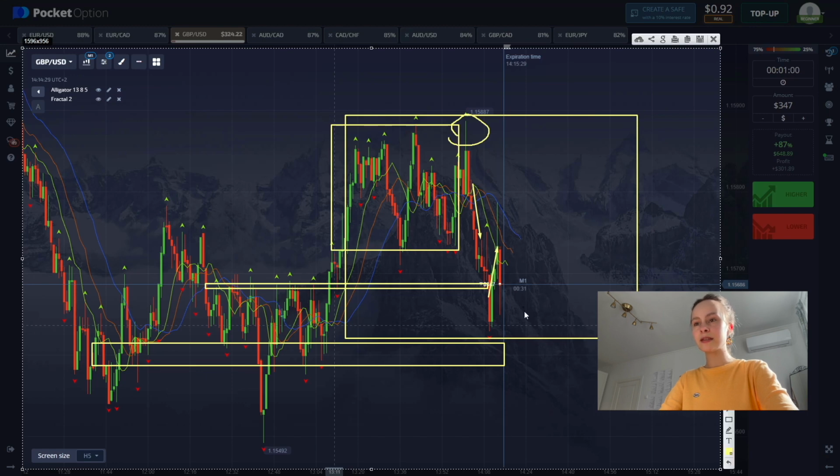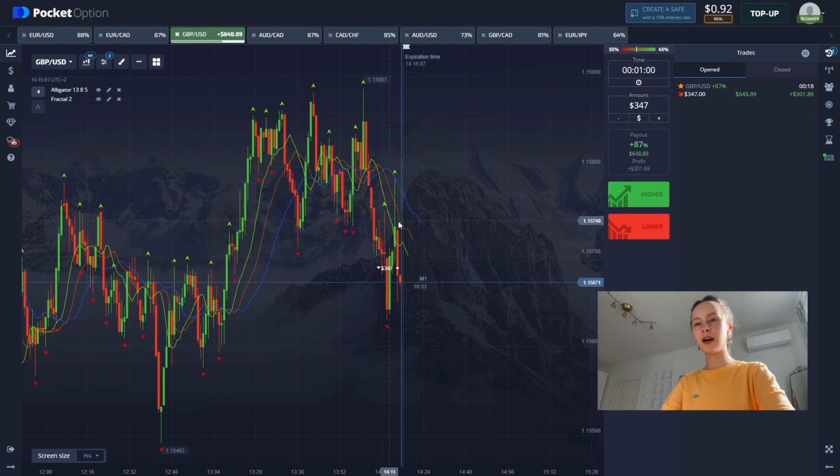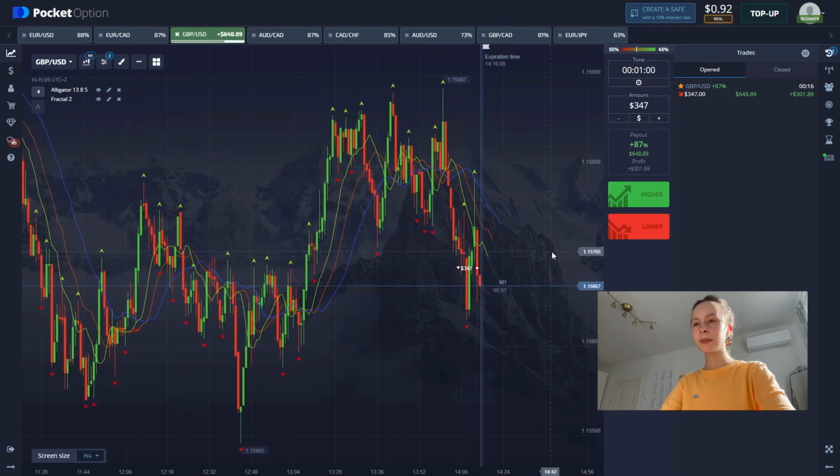I think that this pullback is finished and the movement is supposed to go down. All the sliding lines are facing down. That's why in 85-90% of such cases, the deal is meant to be open to sell. So we see quite a good breakdown already in around 10 seconds until the end.